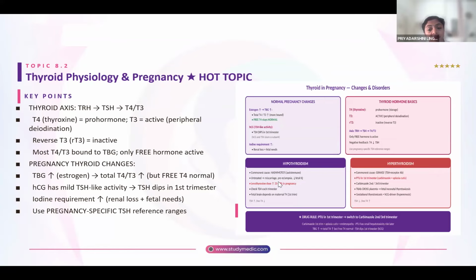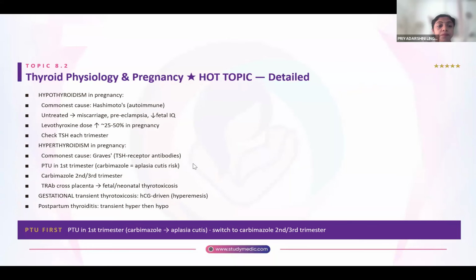Now, what happens in Graves' disease? These antibodies can cross the placenta, and this can lead to fetal or neonatal thyrotoxicosis. Hence, the woman needs to be monitored and treated. You also have one more condition called gestational thyrotoxicosis. What happens in gestational thyrotoxicosis? It is because of HCG. Especially women with hyperemesis can have this, and this is a transient state. It need not be treated. But the most important thing is this needs to be recognized or differentiated from Graves' disease.